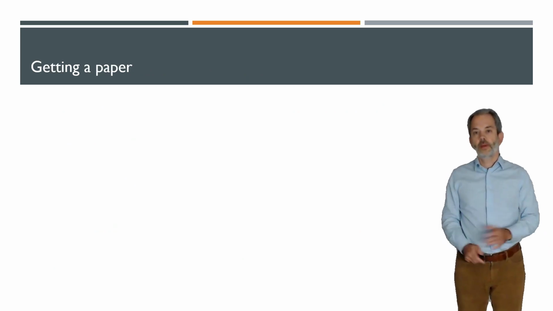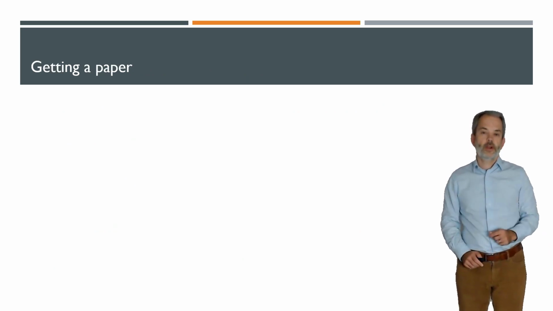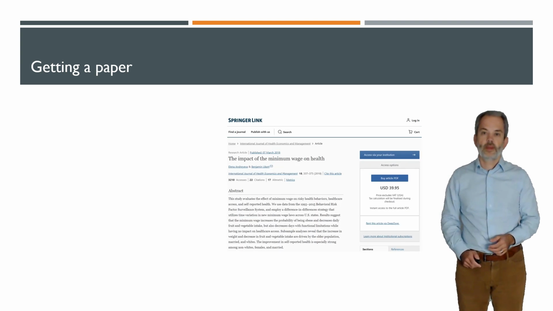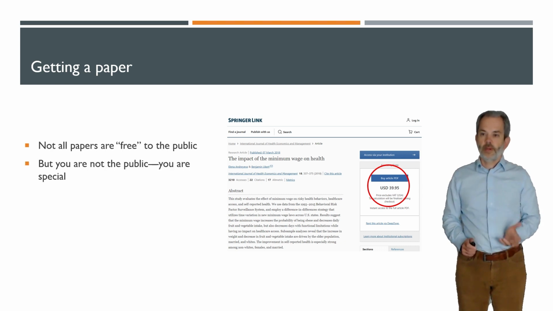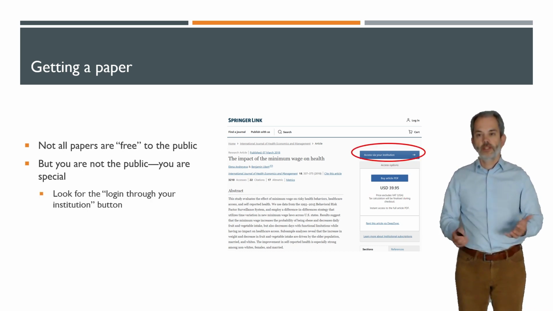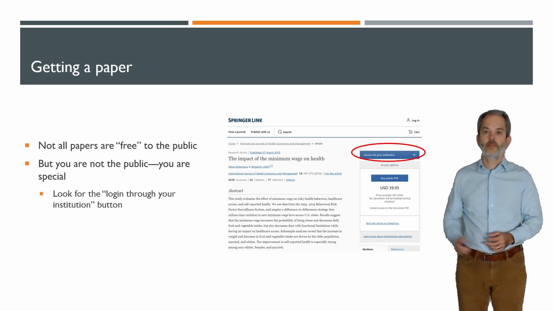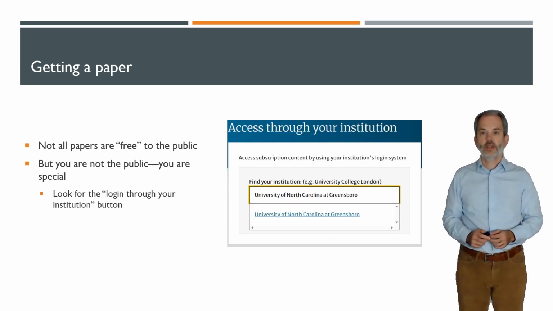Clicking through to find a paper in Elicit will typically take you to the article on a journal website. As you look at the site, you may notice that the paper is not free to the public. But you are special. As a UNCG student, you can access the paper and most papers through the university library. Just look for the Login Through Institution button, and that will take you to a login page where you can find UNCG and log in through our normal UNCG authentication system.